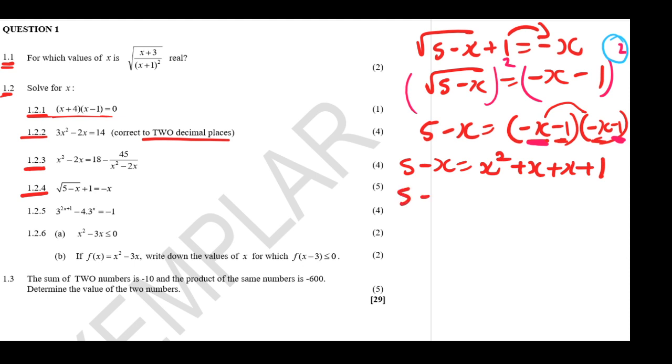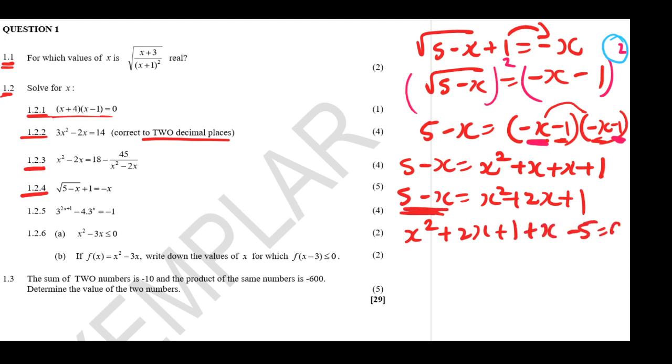So it's going to be 5 minus x equals x squared plus 2x plus 1. And then we transpose this to the other side. We have x squared plus 2x plus 1, and then what we transposed becomes plus x and minus 5 equals 0, right?